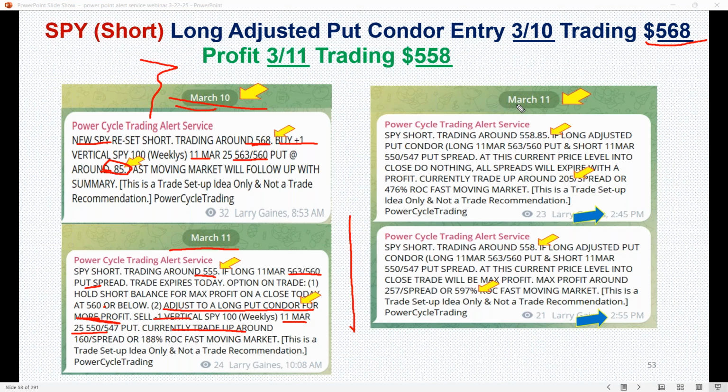All right, so then you can see here, here's the 11th. Now it's trading down to 558.85. Now this trade was up $205 per spread. On the risk, we had reduced the risk because we had adjusted this to the condor. I'll show you in a minute. This thing was now at 476% return. And here it was going out right on the close. It was trading at 558. Now this trade was up $257 per spread, 597% return. So these returns are definitely possible if you do these trades like I set them up.